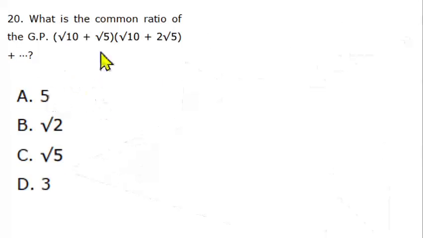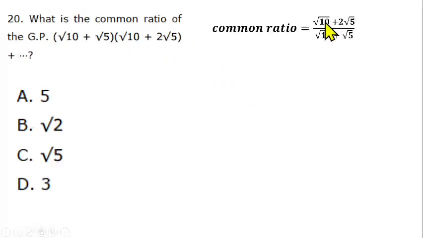Question number 20. What is the common ratio of the GP? This. So we are given the geometric progression to find the common ratio. So this is the first term, this is the second term, and so on. And we know that in a GP they are supposed to have a constant ratio. So that means this divided by this will give us the constant ratio. So that means we have root 10 plus 2 root 10 plus 2 root 5 divided by root 10 plus root 5. This is the common ratio.